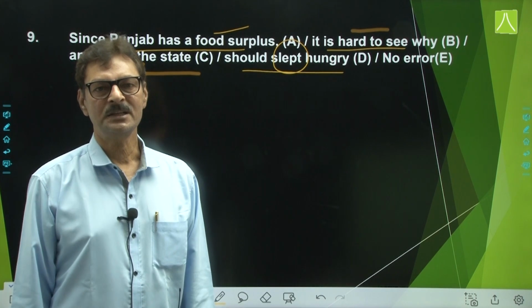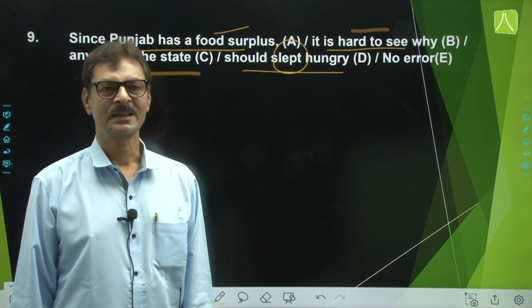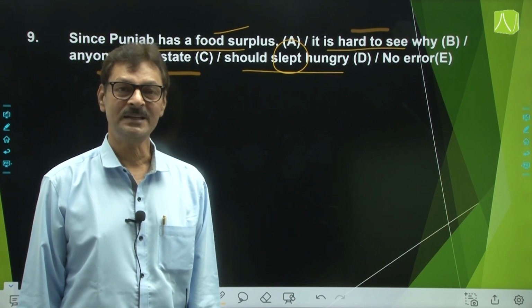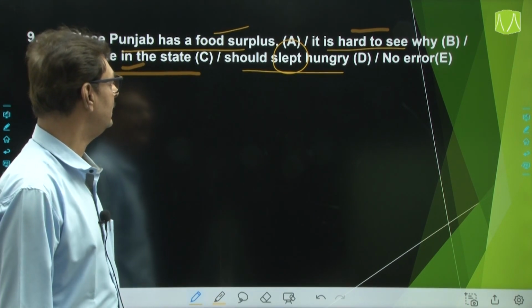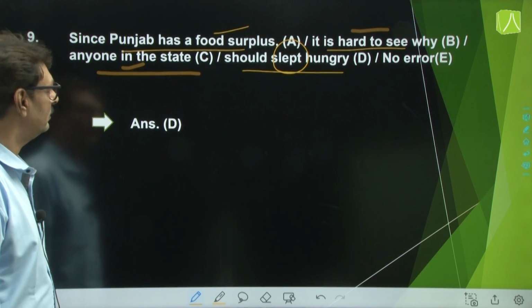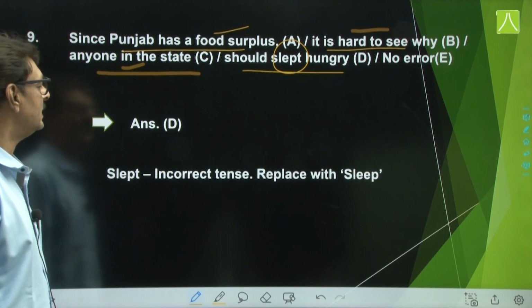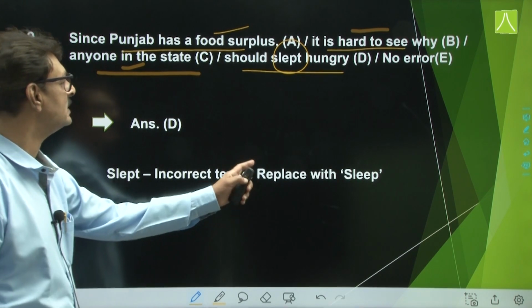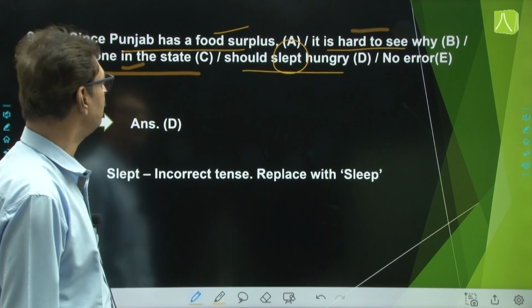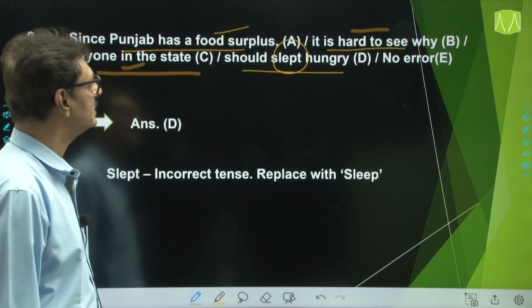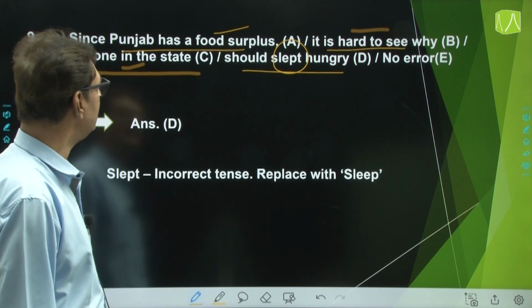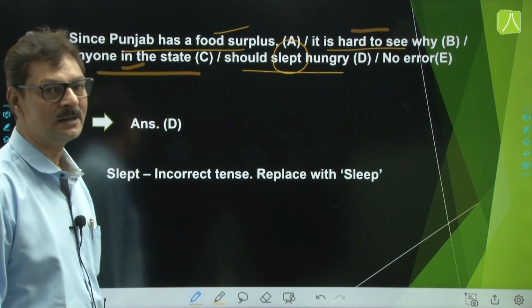the wrong tense has been used. क्या आना चाहिए? Should slept hungry या should sleep hungry? So error is in part D, and the verb slept is incorrect. It should be replaced with sleep. So since Punjab has a food surplus, it is hard to see. हम present की बात कर रहे हैं. It is hard to see why anyone in the state should sleep hungry.